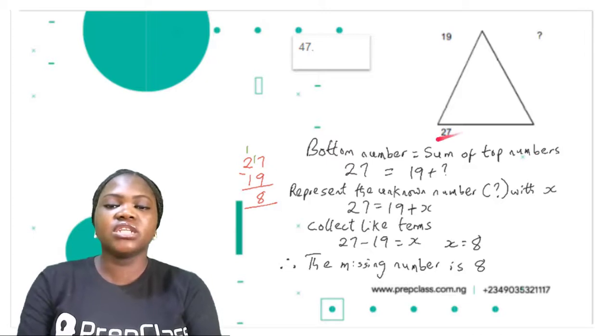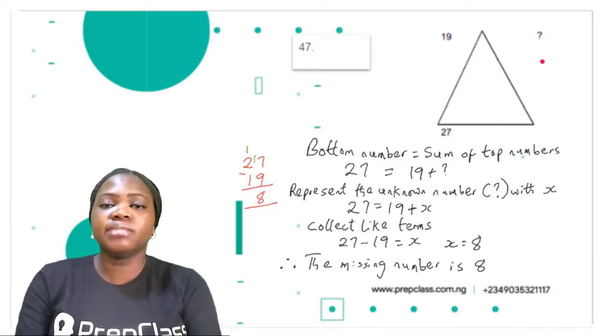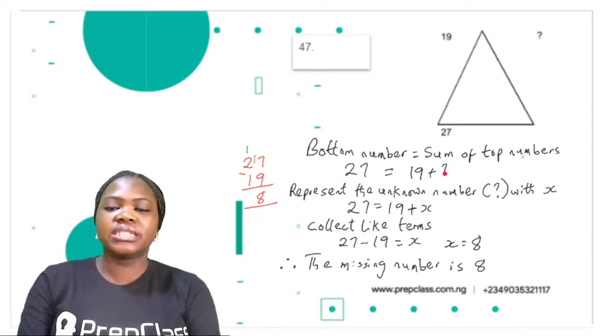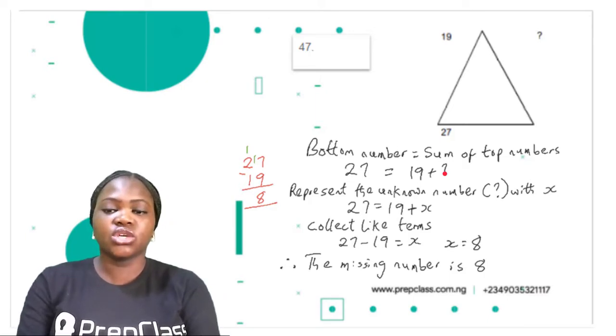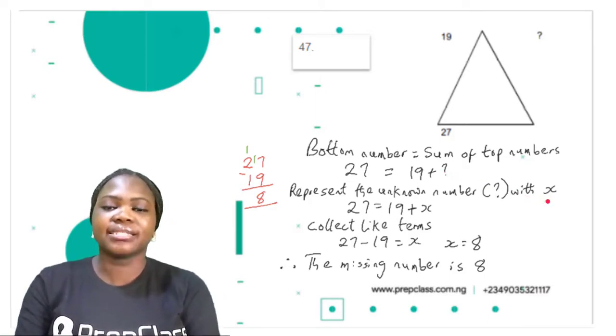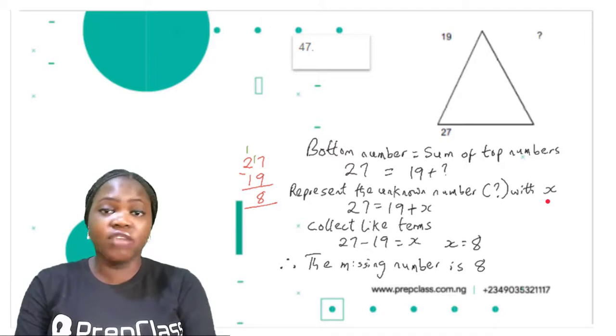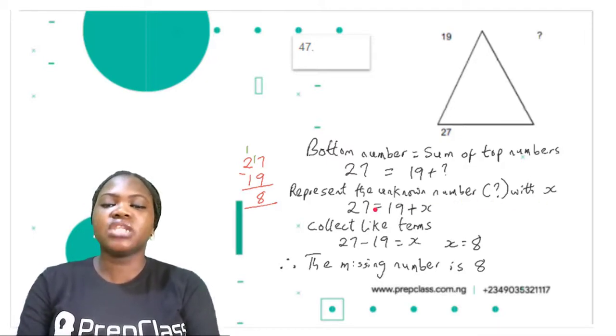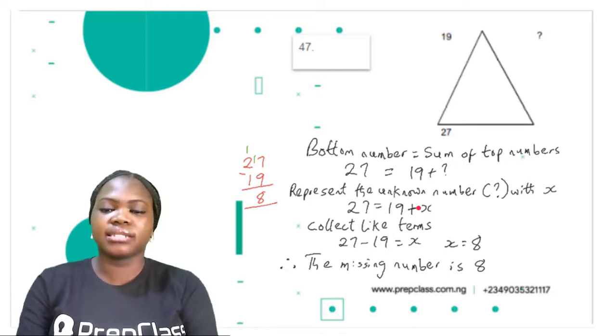So here we are given the bottom number already. So 27 equals 19 plus the second top number. So the second top number is missing, so we have to find the missing number. So what do we do? Let's represent the unknown number, which is the question mark, with X. You can use any letter of your choice, okay? But I choose to use X. Okay, 27 equals 19 plus X.